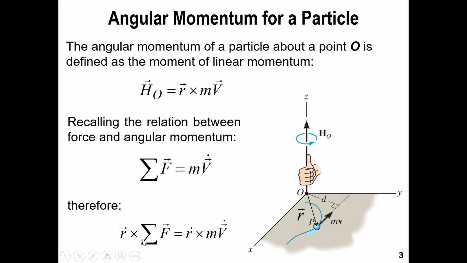I'm going to put r first here. So r cross f is equal to r cross mv dot, right? Any question? You guys are good?